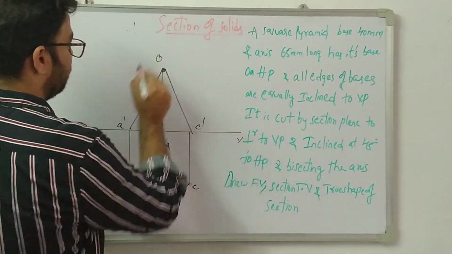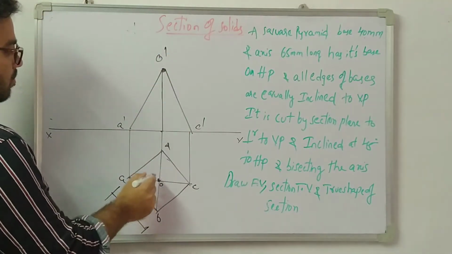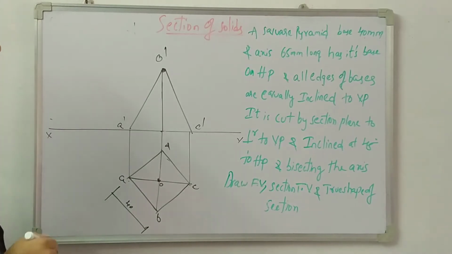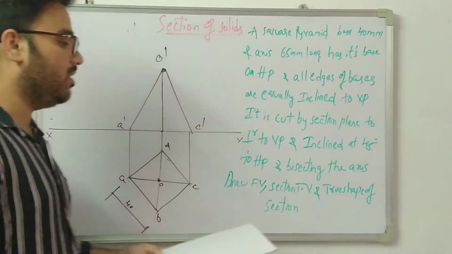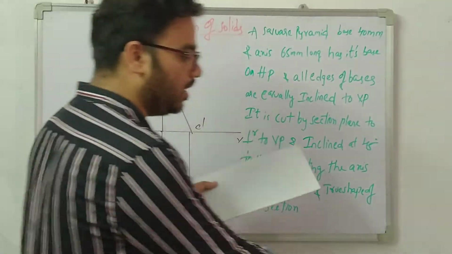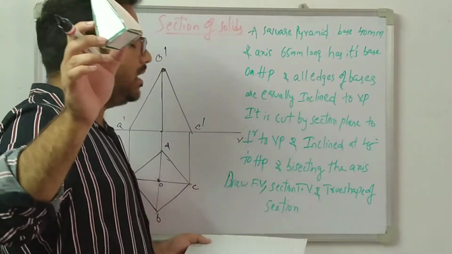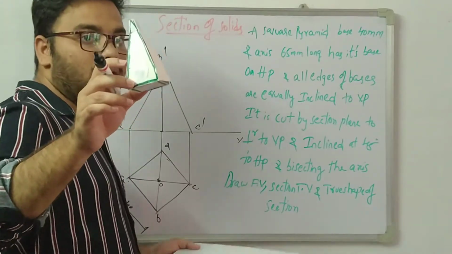This is my apex O dash. This is O dash. Now the cutting plane, how is the cutting plane passed? The cutting plane is inclined at 45 degrees to the HP. This is the cutting plane. So this is my cutting plane.